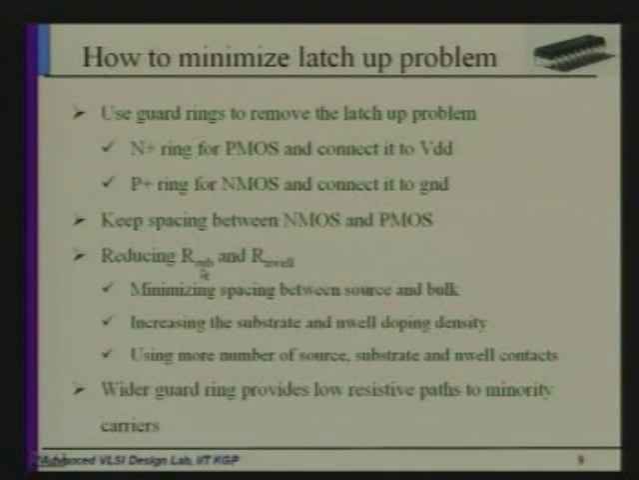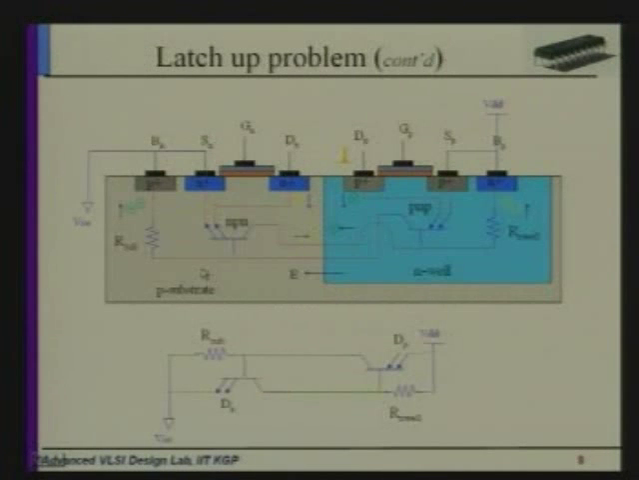Reducing this substrate resistance and the N-well resistance, how to do that? We are planning to do this, because if we reduce the drop across this resistance and across this resistance, then there is less probability of turning on this transistor and this transistor. So how to do that?